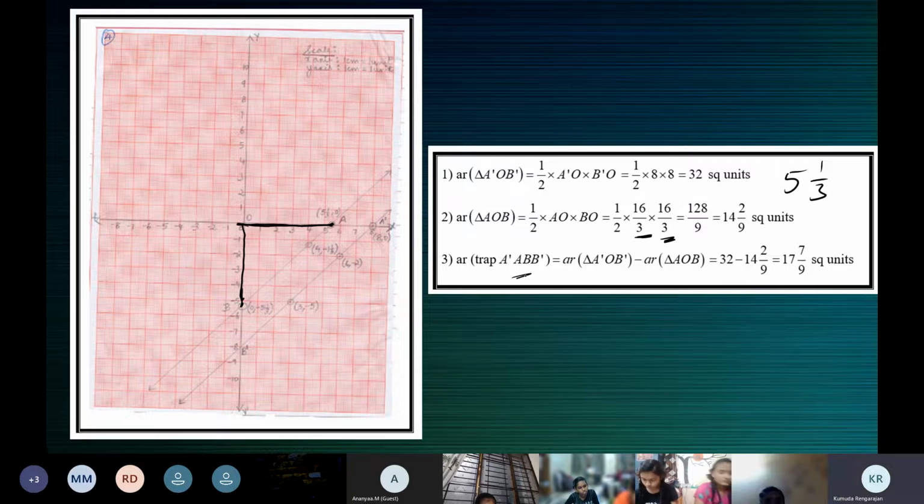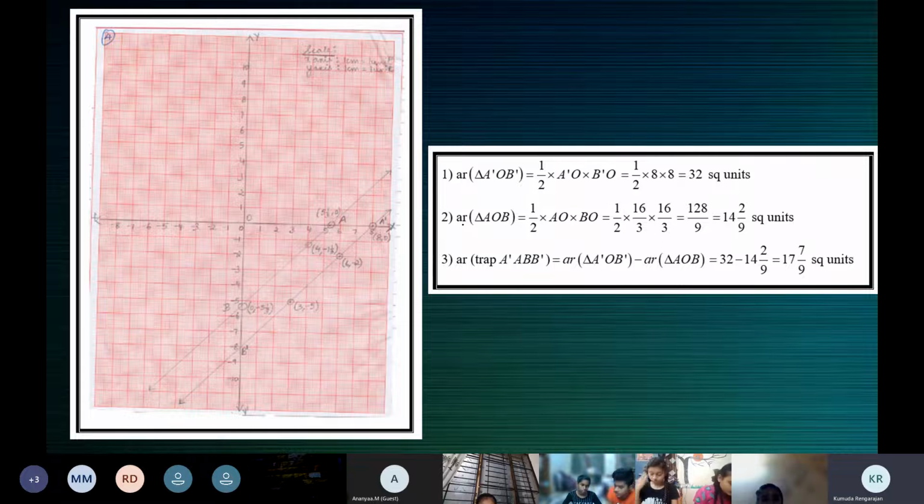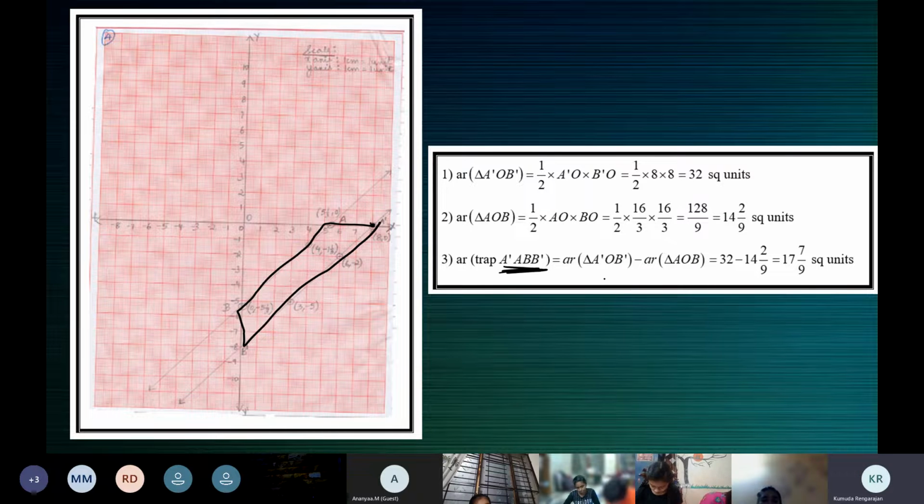So the area of the trapezium, what is the name of the trapezium? If you start from here, A dash. Okay, I've gone like this. Let me tell you what I've marked here. I'll read this one for you. A dash, A, B, B dash is the name of the trapezium. A dash, A, B, B dash, which is the area of the big triangle minus area of the small triangle.